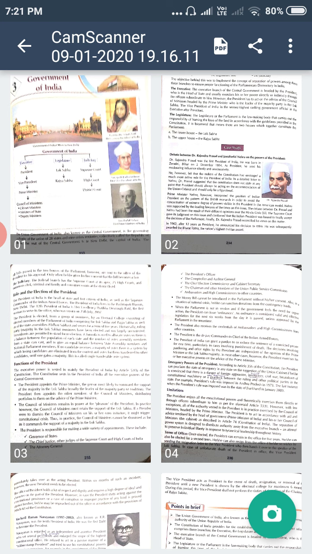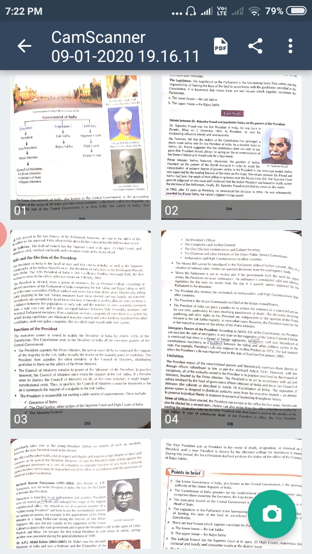Legislature, or we also call it a parliament, is a law making body. It holds a responsibility to frame the laws according to the guidelines which are provided in the constitution. Legislature is bicameral, that means it has two houses, Lok Sabha and Rajya Sabha. Lok Sabha is called the lower house and Rajya Sabha is called the upper house.